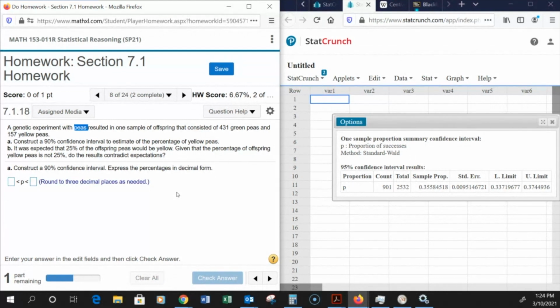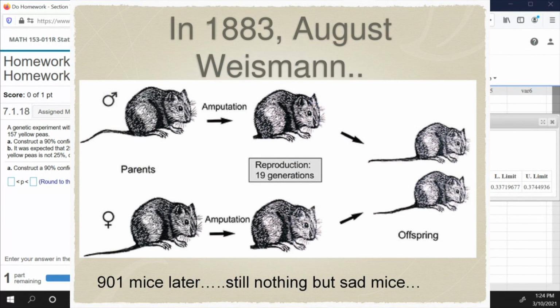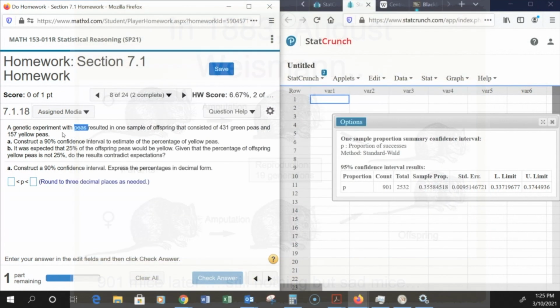There were still people right at that time who thought that if you cut off a rat's tail, then the baby rats that it had would miss their tails, and we know that's ridiculous, but this is the sort of thing that was going on. So this is very interesting.